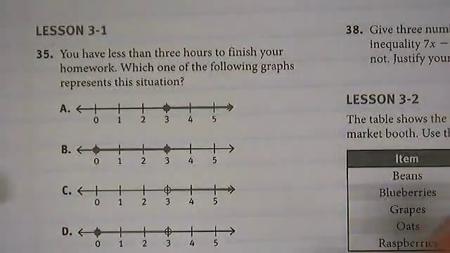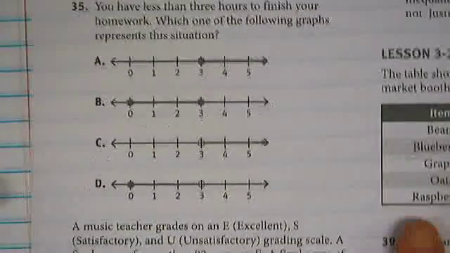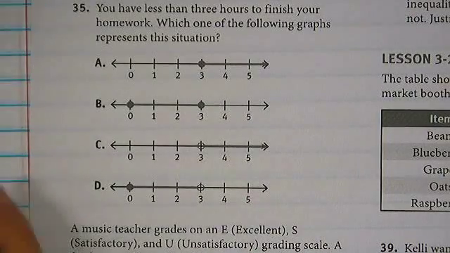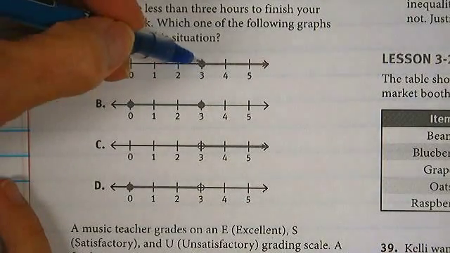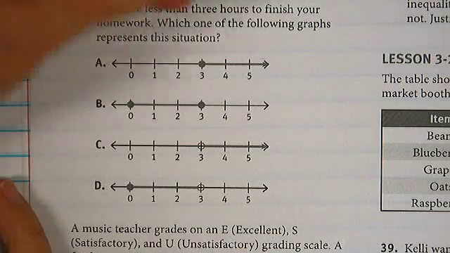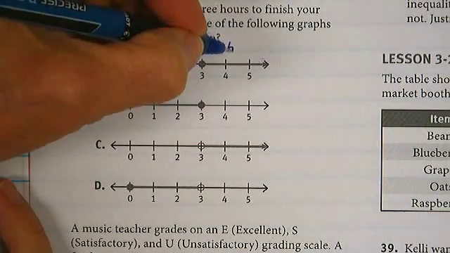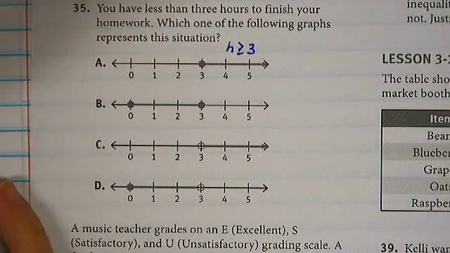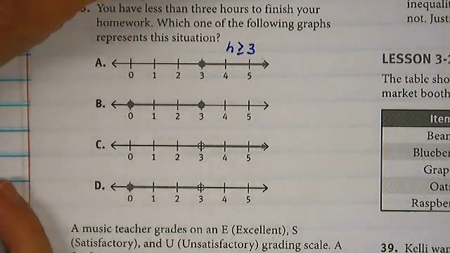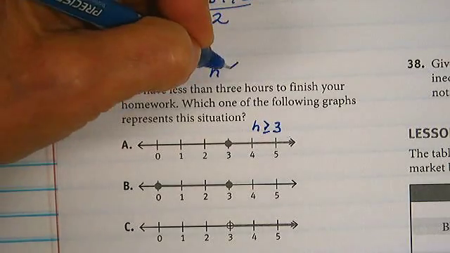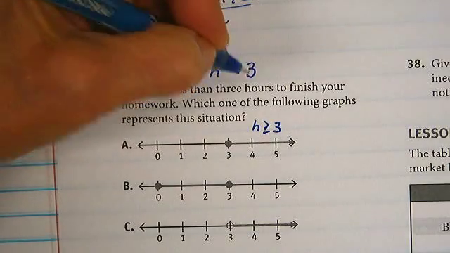I have less than 3 hours to finish my homework. Which of the following graphs represents this situation? A solid line includes 3, and this is at least 3, H greater than or equal to 3. That's not it, because H, the number of hours I have, must be strictly less than 3.